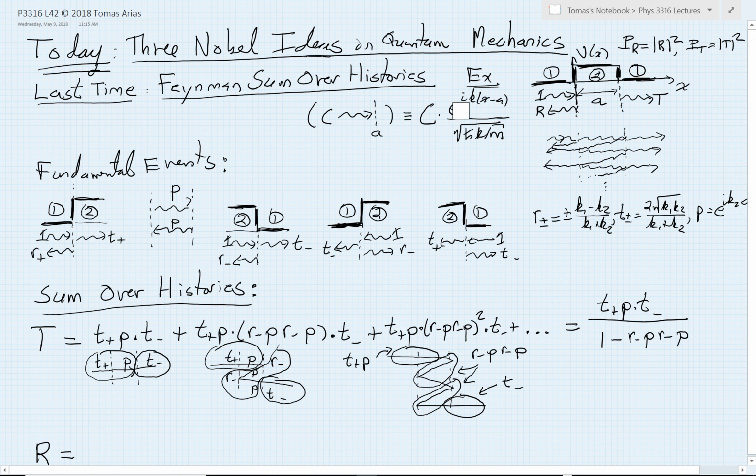So that would be e to the i k (x minus a). In this case, it's a plus sign because the wavy line is pointing to the right. Normalized, though, by the square root of the classical velocity, which was just the right normalization so that we conveniently get this very simple Feynman idea for getting the probabilities as the squares of the corresponding amplitudes.